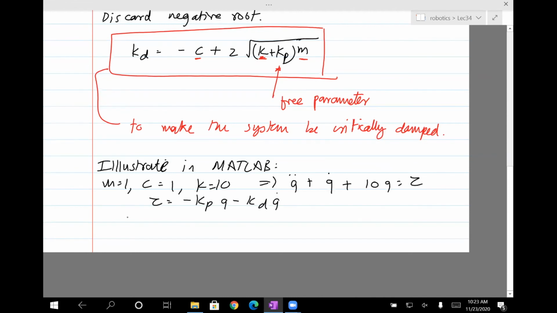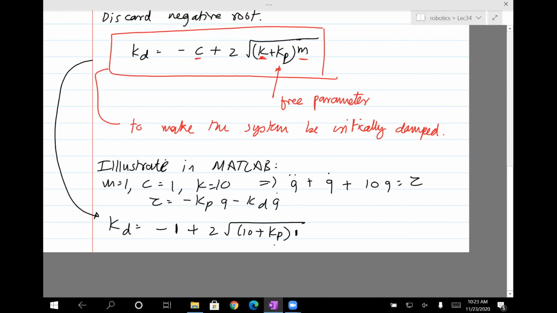And if you use this formula, we can get kd equals minus c, but c is 1, plus 2 square root k. So k is 10, plus kp times m, which is 1. So this is basically saying that as long as my kd is this particular formula, where kp is a free parameter, I should have the system critically damped.